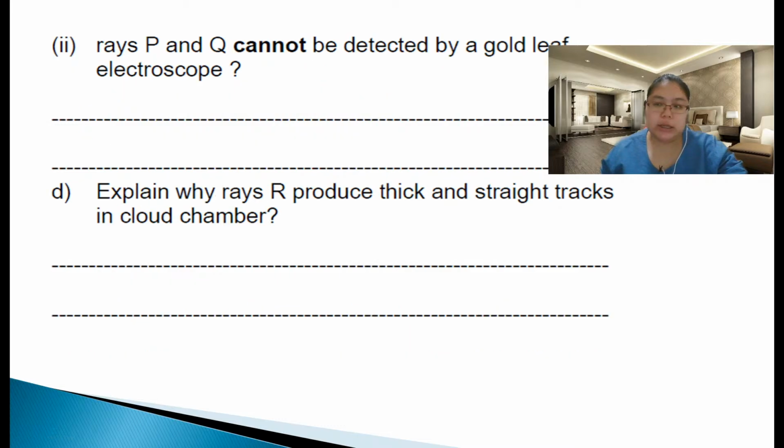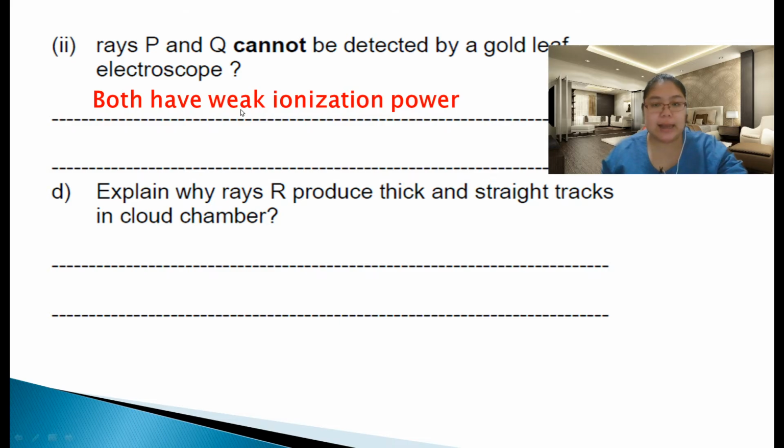Then we continue with rays P and Q. P and Q are gamma and beta. Why can they not be detected by the gold leaf electroscope? Remember, the gold leaf electroscope can only detect alpha. So in a straightforward answer, P and Q have low ionization power, so they cannot be detected by the gold leaf electroscope. Both have weak ionization power.